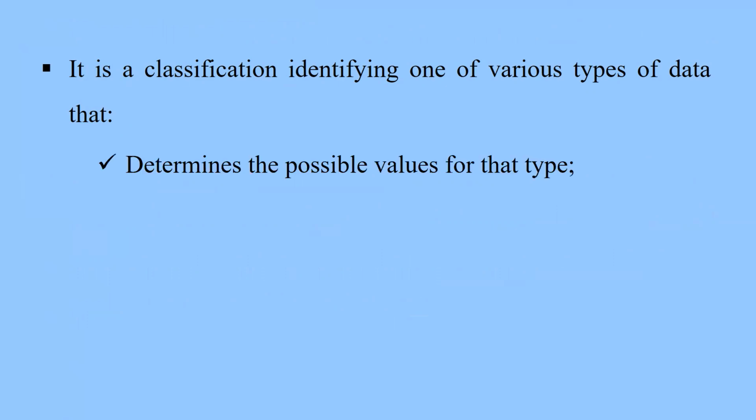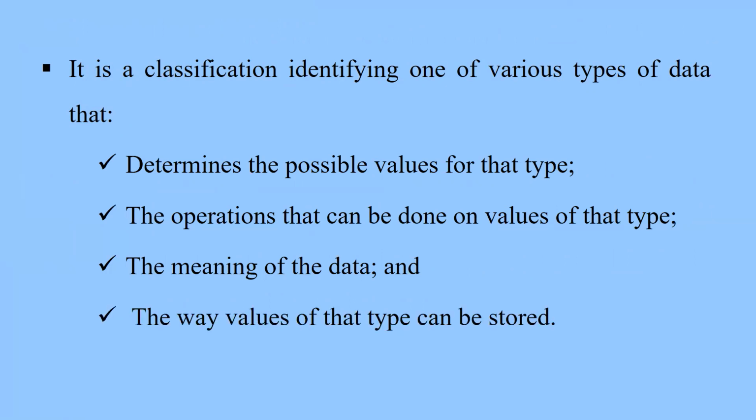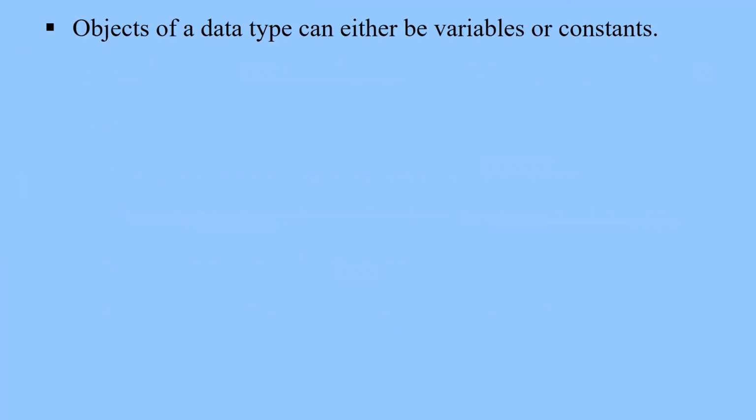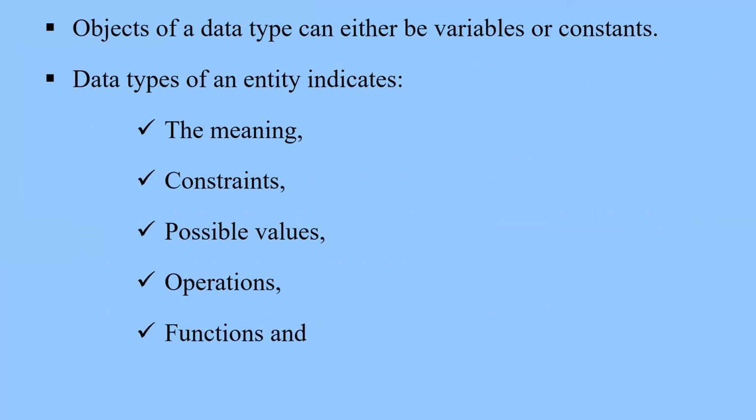It is a classification identifying one of various types of data. That is, it determines the possible values for that type, the operations that can be done on values of that type, the meaning of the data, and the way the values of that type can be stored. Objects of a data type can either be variables or constants. The data type of an entity indicates the meaning, the constraints, the possible values, the operations, the functions, and the mode of storing associated with it.